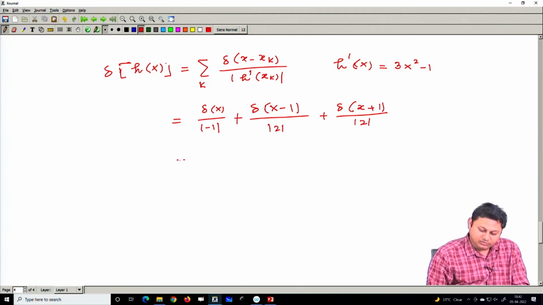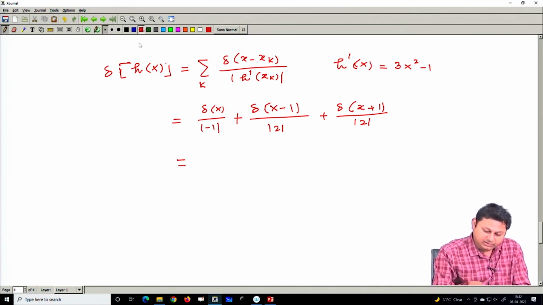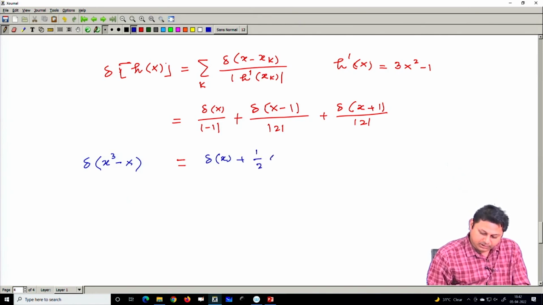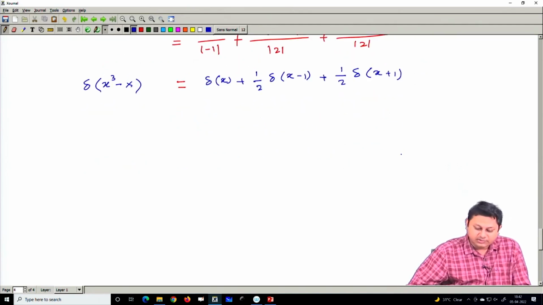So eventually, finally what we get is that delta of x cube minus x, which is a function itself, is equivalent to, if I split this into 3 deltas, 1 delta function at 0, plus half delta function at minus 1, plus half delta function at plus 1.